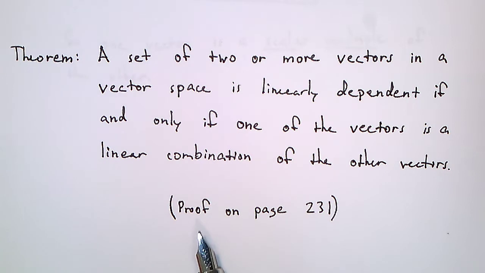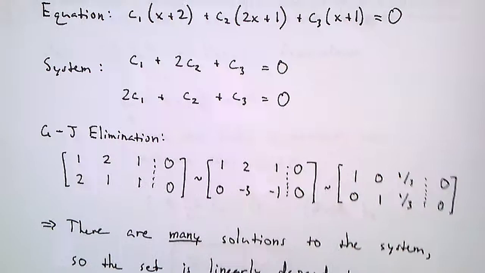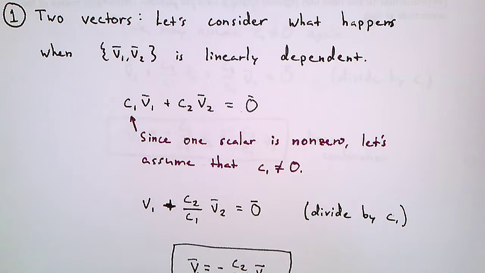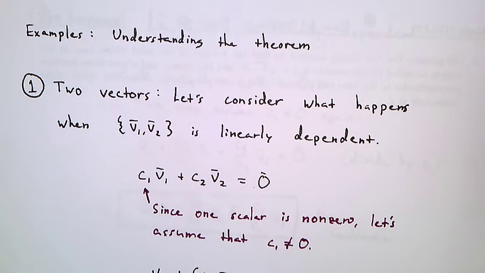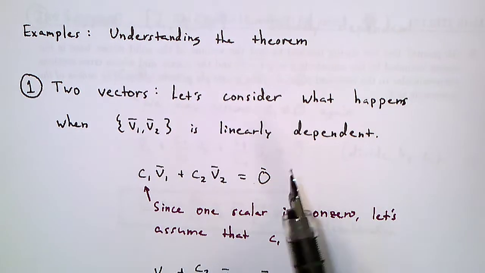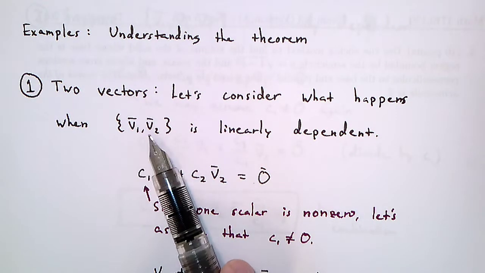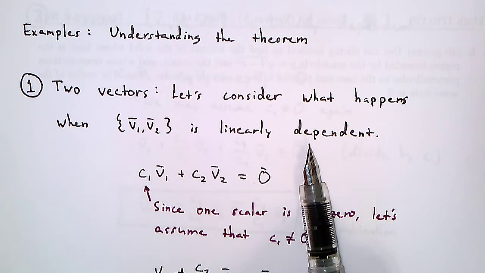I'm not going to prove this. If you want to read the proof, it's on page 231 in your textbook, but I do want to take a quick look at a couple examples so that we can understand how this theorem works and what's going on behind the theorem. Let's start with just a set of two vectors. What happens when a set of two vectors, v1 and v2, is linearly dependent?